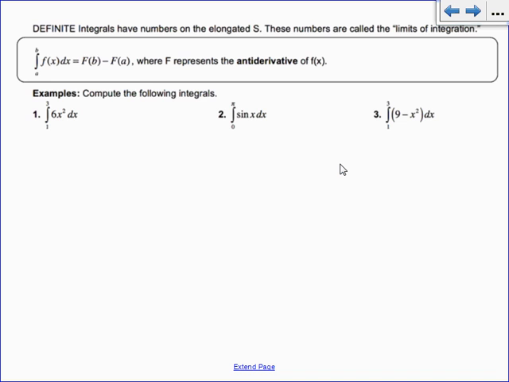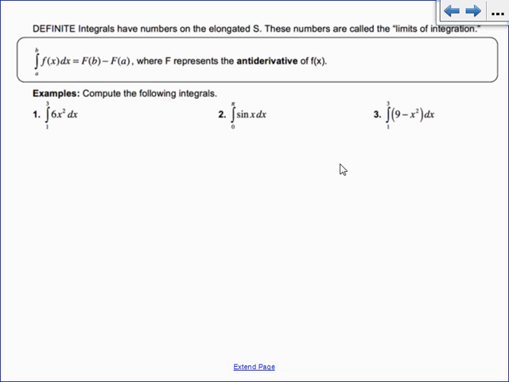All right, so the last little bit we're going to talk about is definite integrals. Definite integrals have the elongated s, but they have numbers on them. These numbers are called limits of integration. What it ends up being is the antiderivative evaluated at b minus the antiderivative evaluated at a.